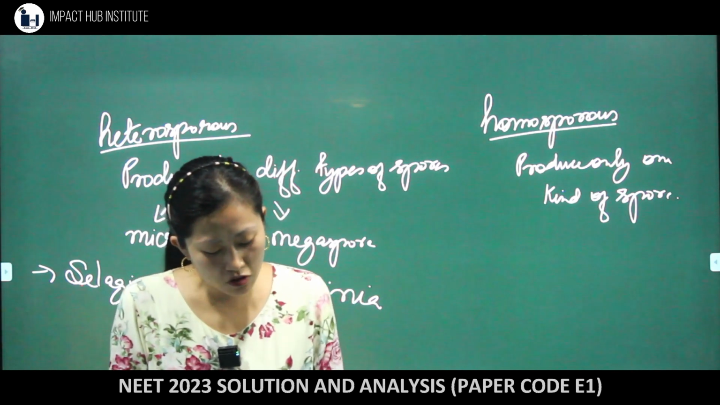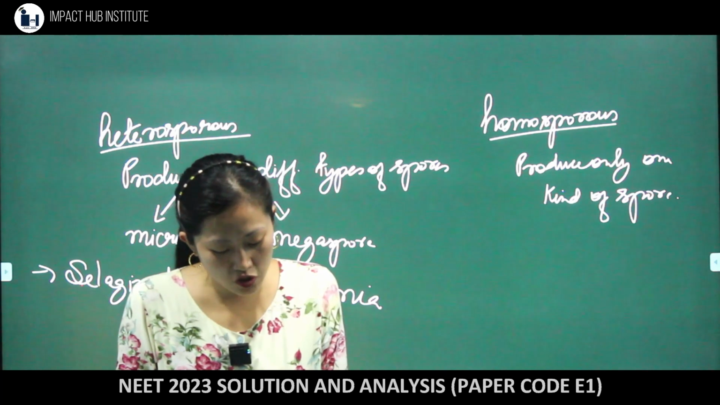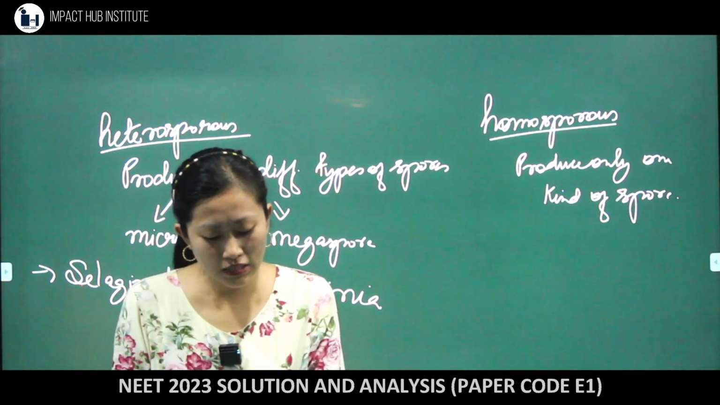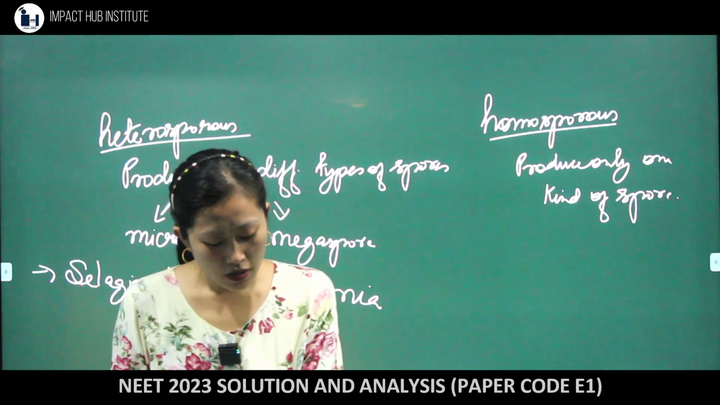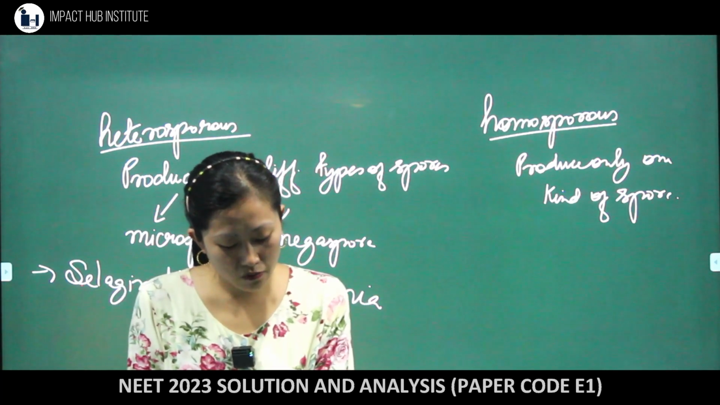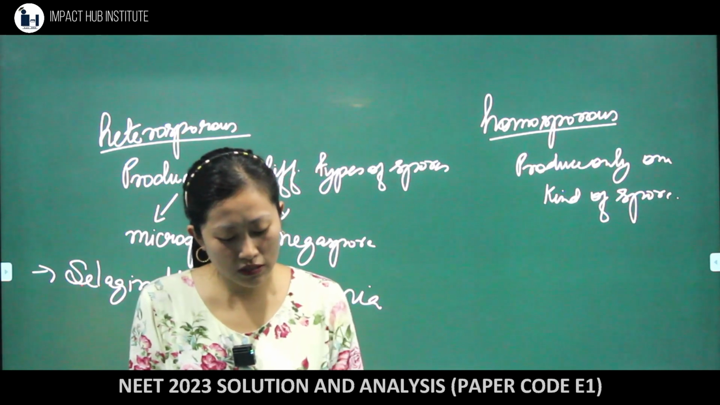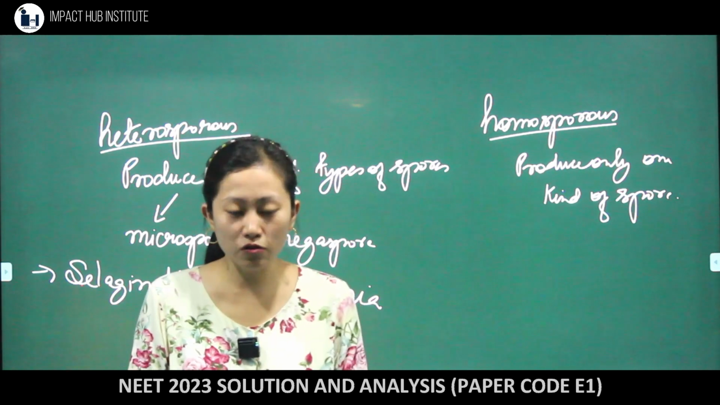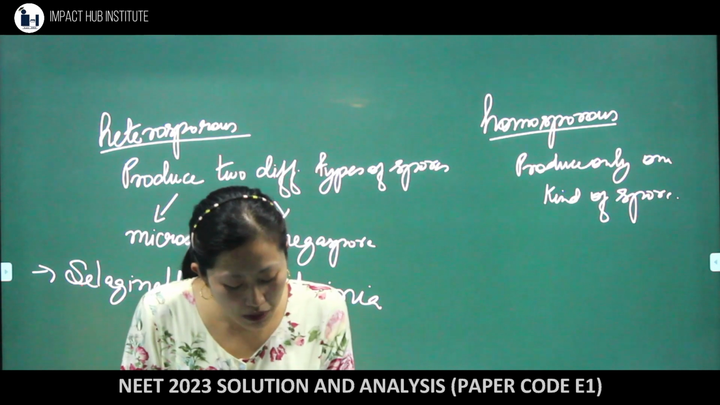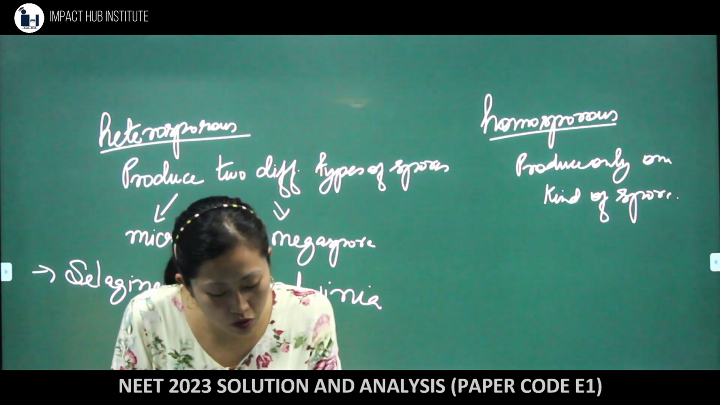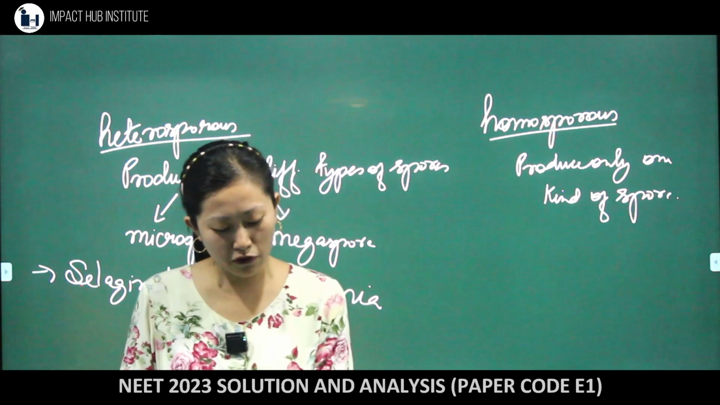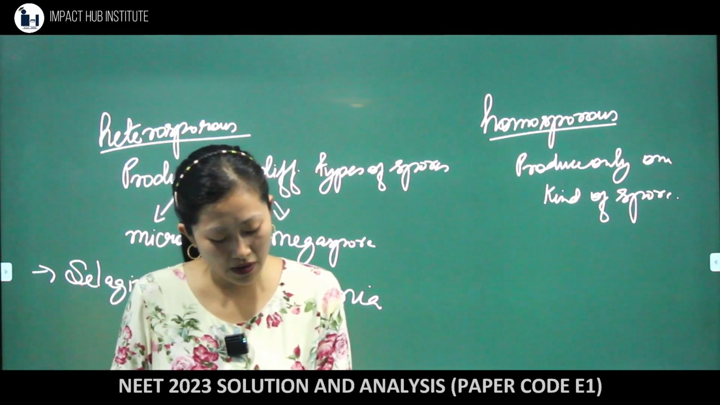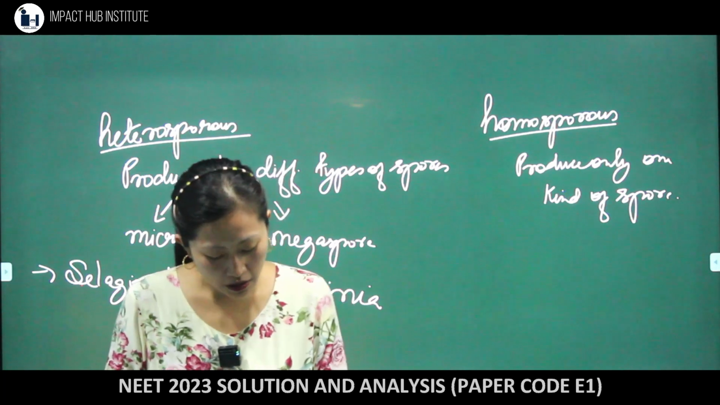Statement 2, exarch condition is the most common feature of the root system. Statement 2 is correct. So the exarch arrangement of xylem is found in the root system. Endarch arrangement is found in the leaf and also in the stem. So here statement 1 is incorrect and statement 2 is correct. So for question number 133, the correct option is number 4. Statement 1 is incorrect but statement 2 is correct.